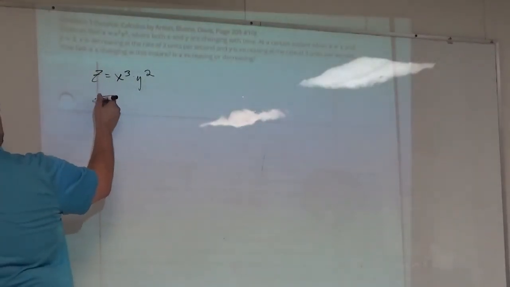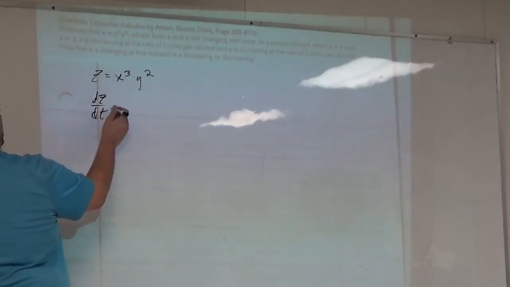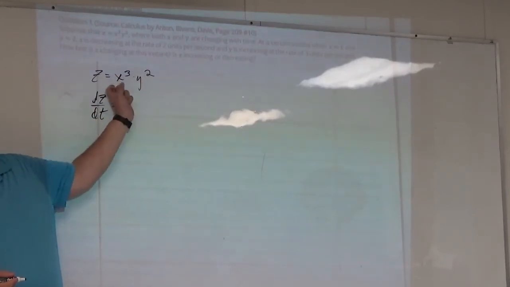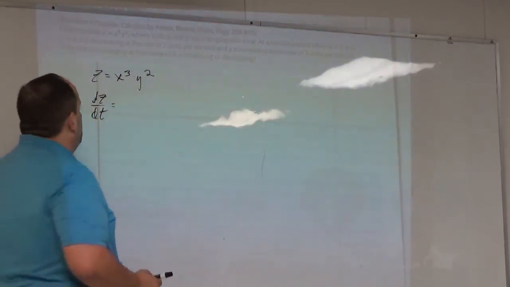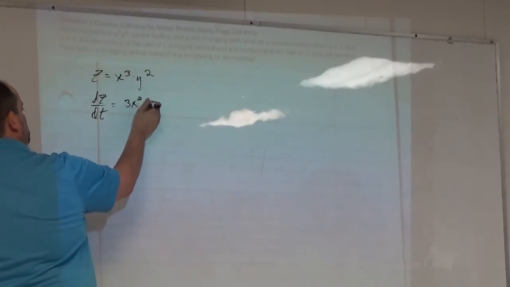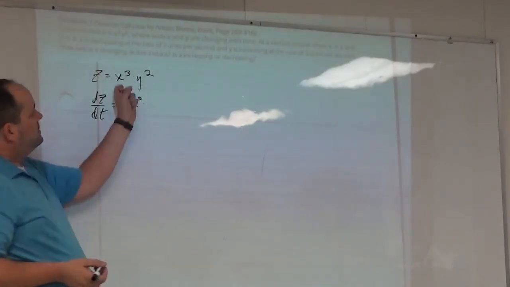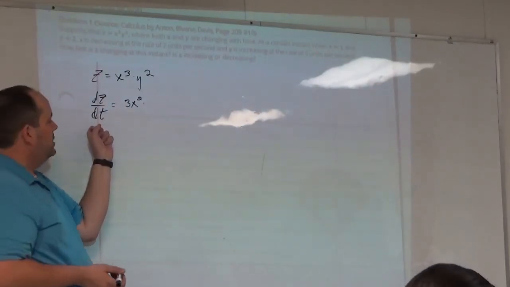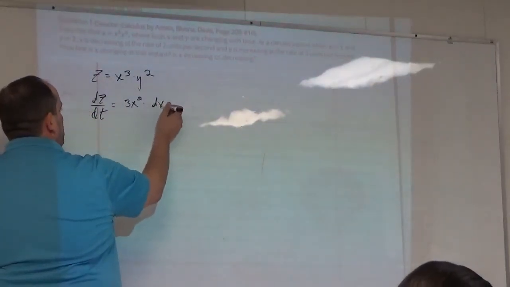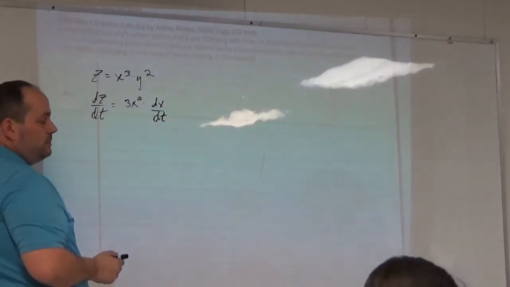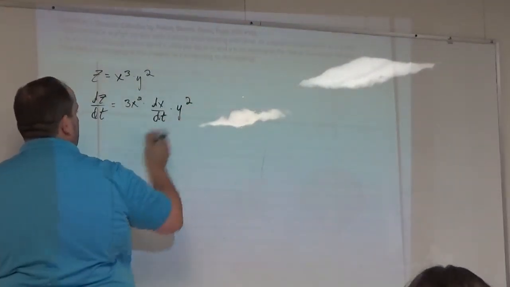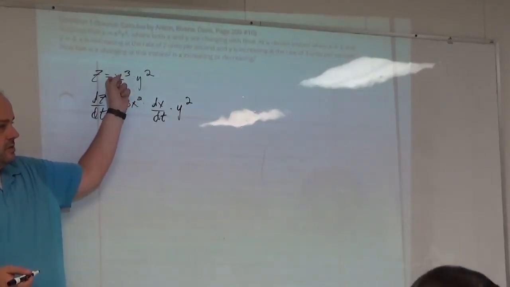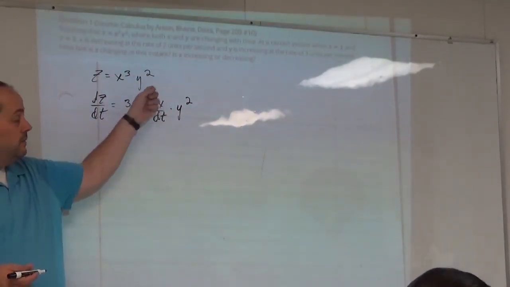Walking around, most folks seem to be doing just fine with the derivative. dz dt, if I'm going to take the derivative of x cubed times y squared, product rule. So the derivative of x cubed is 3x squared. You're taking the derivative of x, but t is the variable. We're looking at how things change over time. So 3x squared dx dt times y squared. Right, because we're using product rule, take the derivative of the first, leave the second one alone.